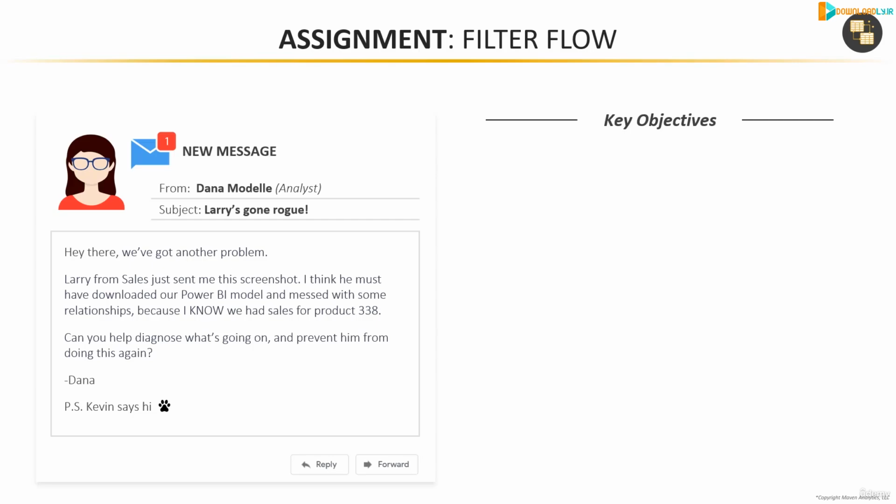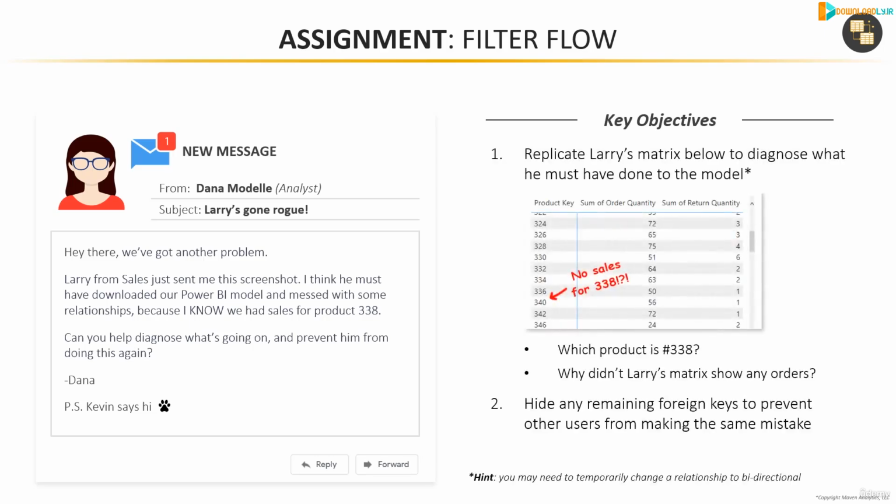So Dana says, hey there, we've got another problem. Larry from sales just sent me this screenshot. I think he must have downloaded our Power BI model and messed with some relationships because I know we had sales for product 338. Can you help diagnose what's going on and prevent him from doing this again?